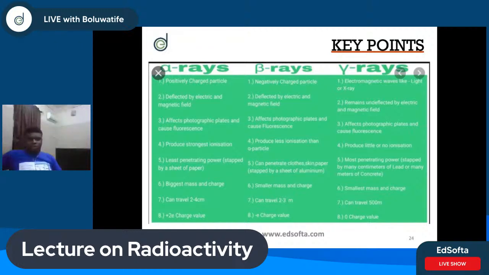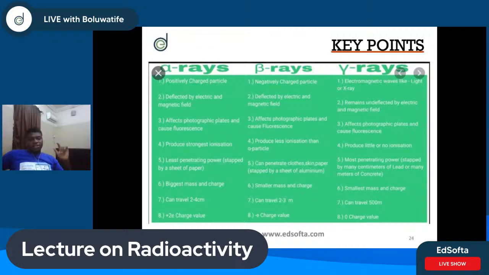Okay, so another thing is all the rays affect photographic plates and cause fluorescence. So I think that's common to everybody. Now the next one, produce strong ionization. As you can see, beta rays produce less ionization than alpha particles, and gamma produces little ionization. So ionization decreases as you tend towards the right.